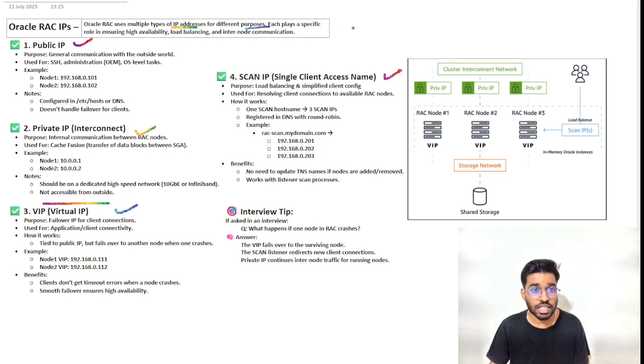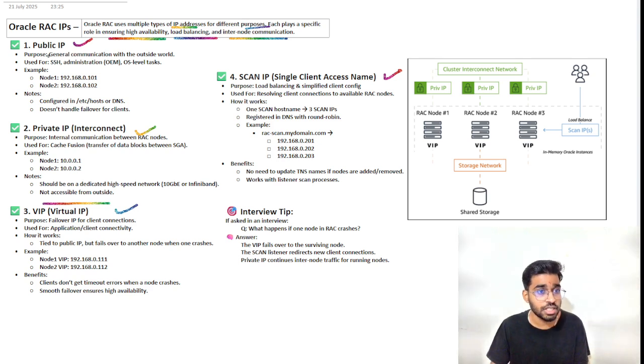Each plays a specific role in ensuring high availability, load balancing, and internal communication. Let us see which IP does which work. Which IP handles high availability, which IP is responsible for load balancing, and which IP is responsible for internal communication? First, let us see about the public IP.